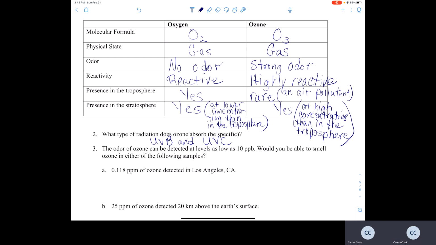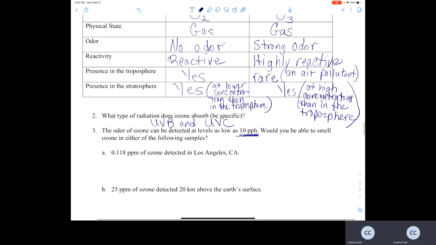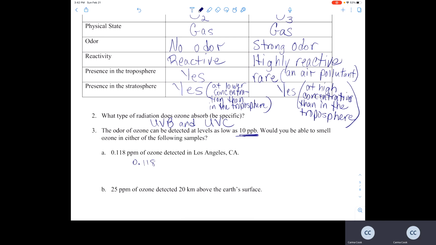And so the odor of ozone can be detected at levels as low as 10 parts per billion. So would we be able to smell ozone in either of the following samples of air? If ozone is at 0.118 parts per million, we'll take 0.118 parts per million, and we're going to convert it to parts per billion. So we want parts per billion. That goes in the numerator. We want to get rid of parts per million, and therefore that will go in the denominator of our conversion factor. And so we put the numbers that go along with the units.